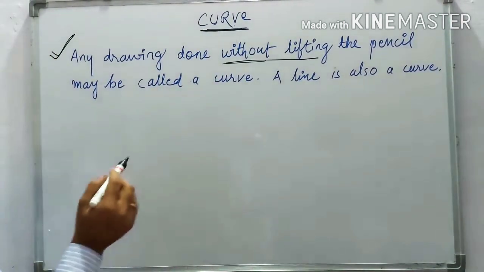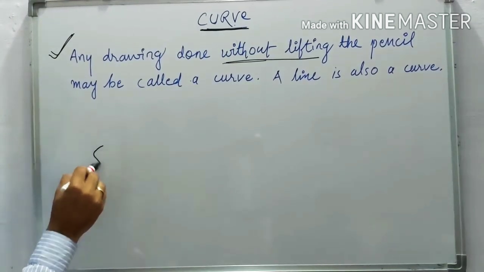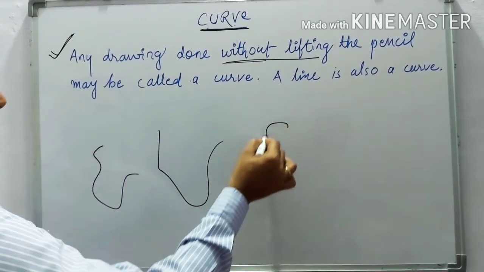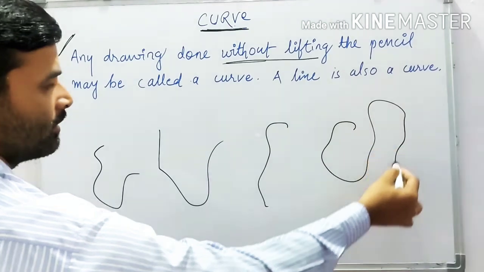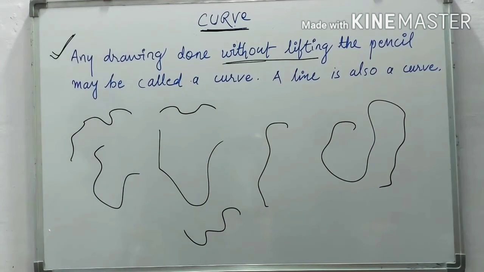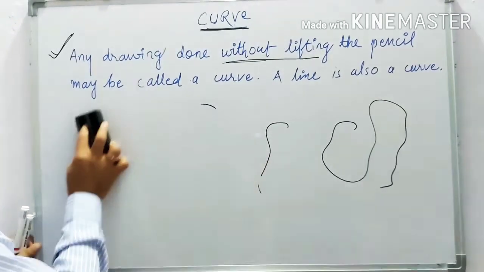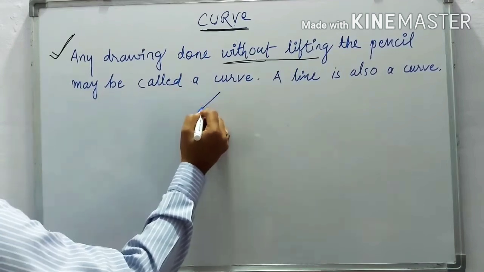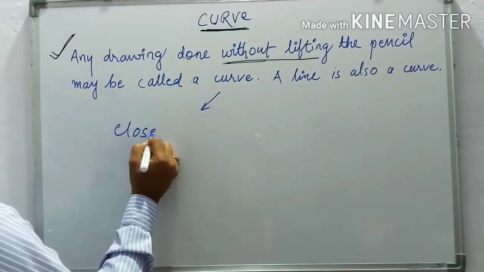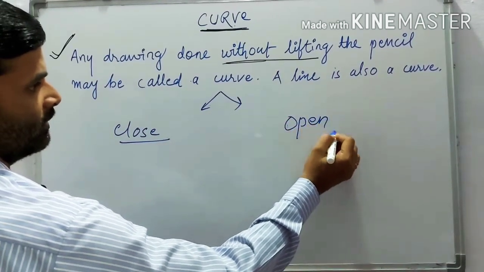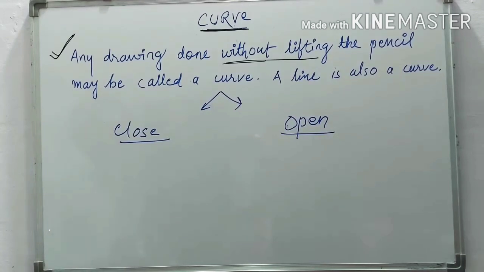Without lifting means you suppose your pencil is at point A and draw any drawing, it's called a curve. This type of drawing is also called a curve. There are two types of curve. How many types? Two types of curve. First is a closed curve and second is an open curve.